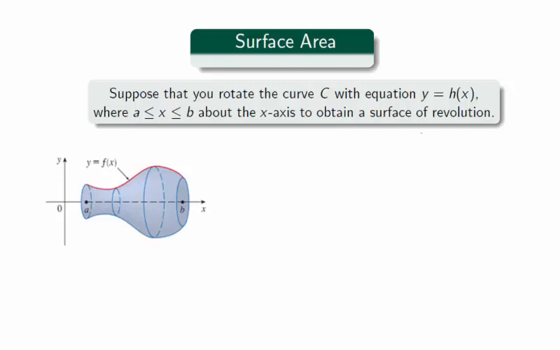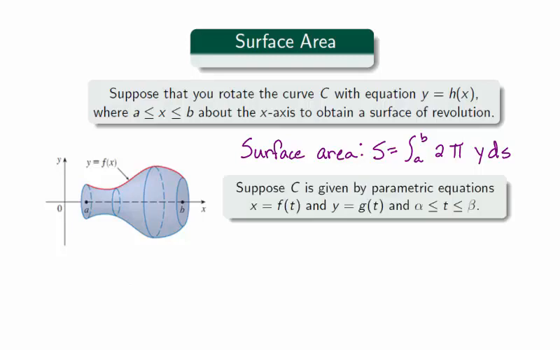Now suppose you rotate the curve C with equation y equal to h of x, where a is less than or equal to x is less than or equal to b, about the x-axis to obtain a surface of revolution. Recall the formula to compute the area of this surface of revolution. S is equal to the integral from a to b of 2 pi y ds.